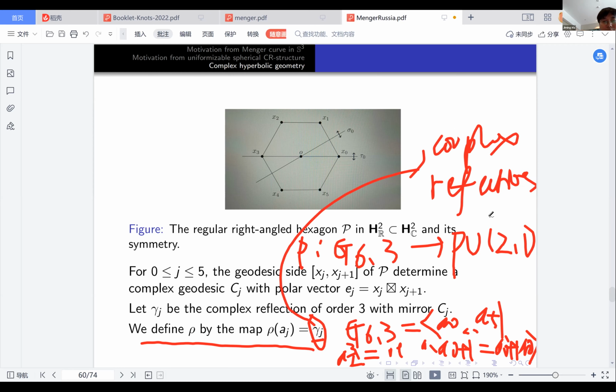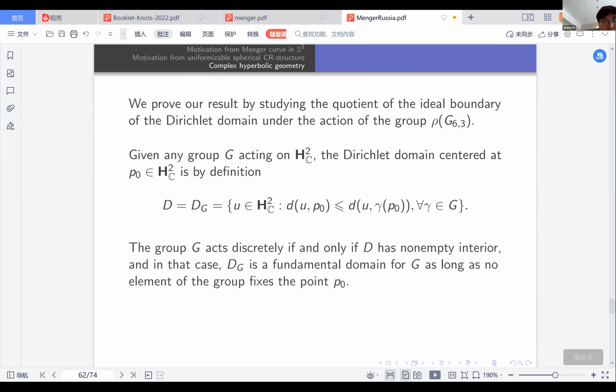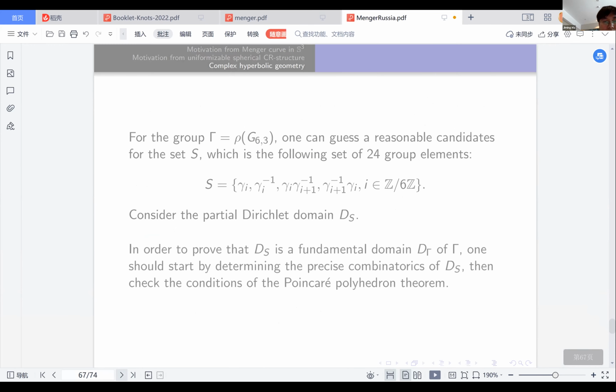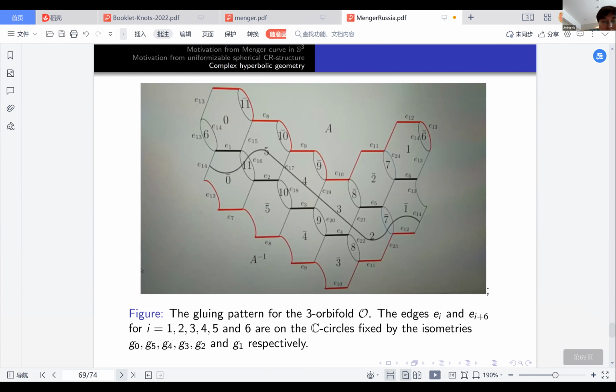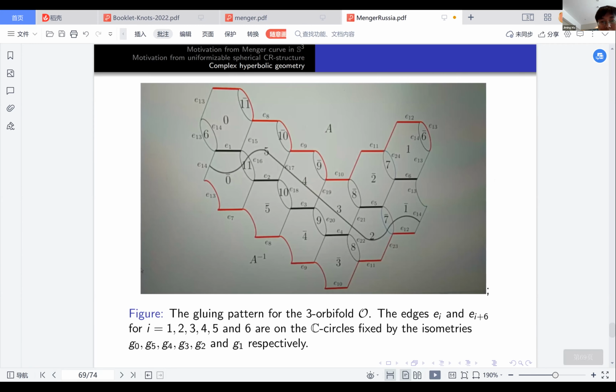Okay. And this is the group representation we used here. And we just prove our result using the so-called discrete domain. And I think I should omit some of the definitions of the discrete domain. And here, I just have some pictures. So I think this is one of the pictures in our paper.